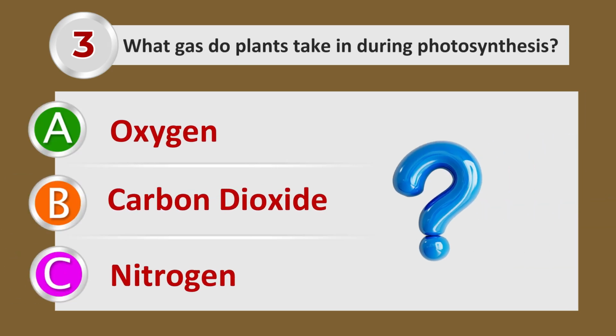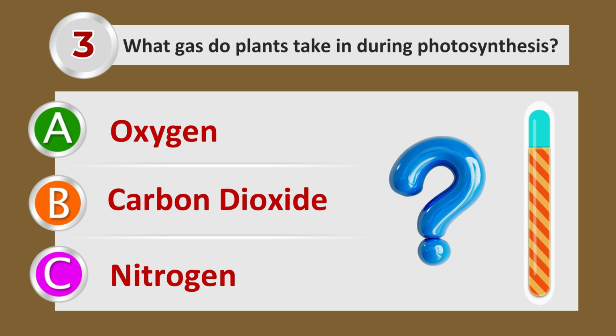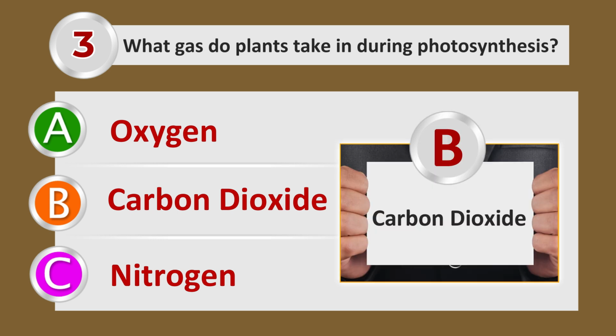What gas do plants take in during photosynthesis? A. Oxygen. B. Carbon dioxide. C. Nitrogen. Answer is the B. Carbon dioxide.